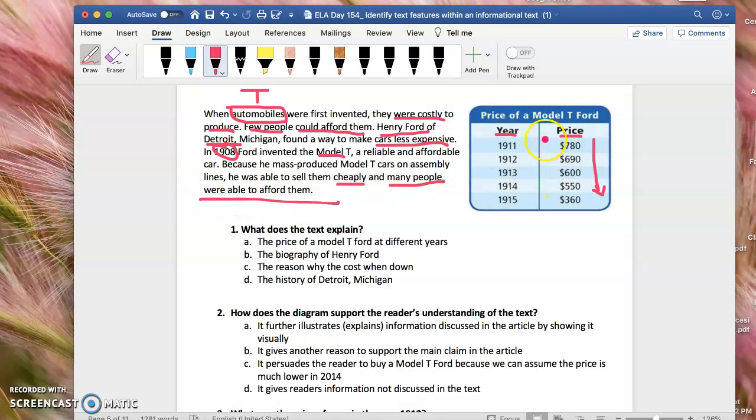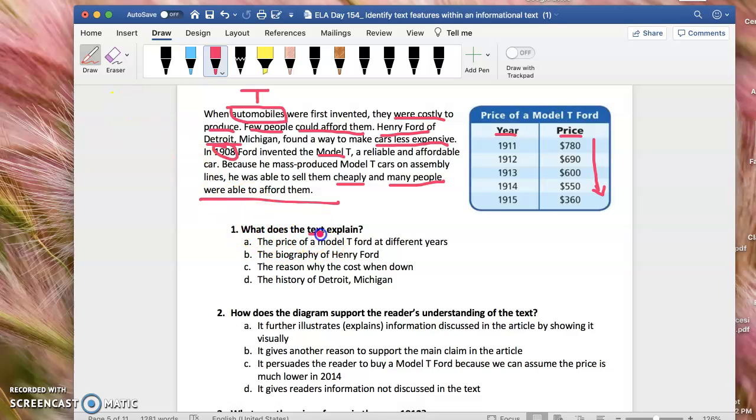So this is why when you look at the chart, guys, you can see as the years increase, the price of the Model T decreased. And the reason why it decreased is because Henry Ford created the Model T, which was a much cheaper car to create, which made it more affordable for people and they were able to buy it. Okay, and so let's go ahead and answer our questions.